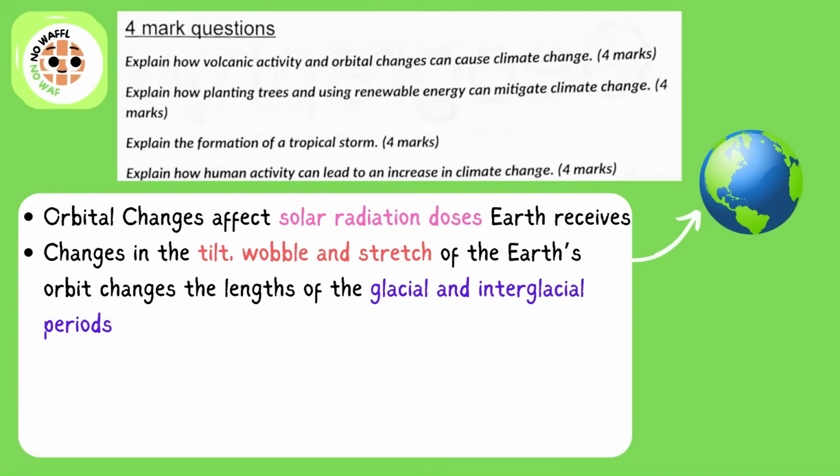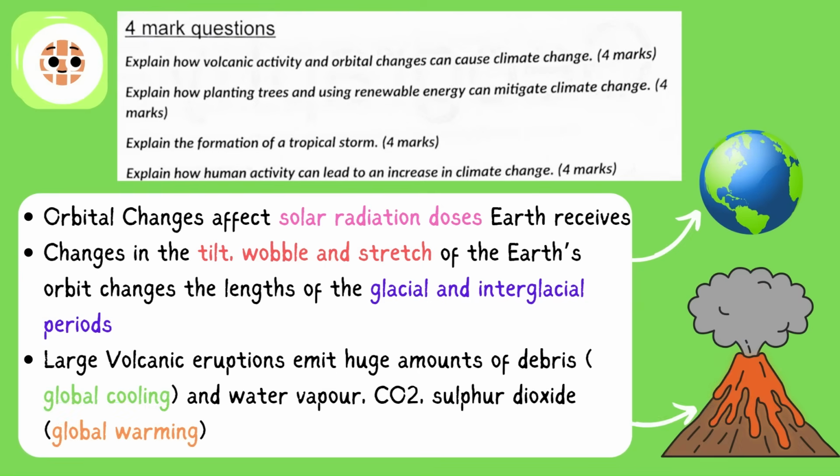So, orbital changes. Orbital changes affect the solar radiation doses that the Earth receives. Also, if there's changes in the tilt, wobble, or stretch of the Earth's orbit, that will then change the length of the glacial and interglacial periods. And this is literally climate change. You only needed to put one of those points and then explain it.